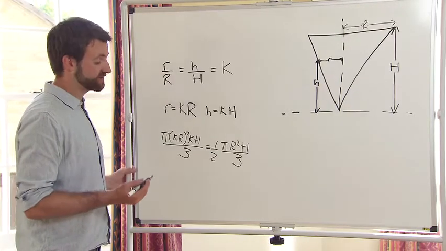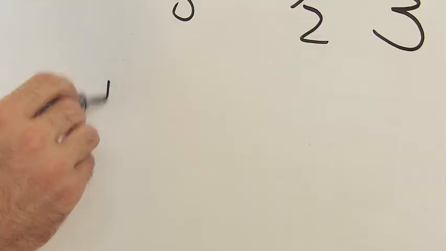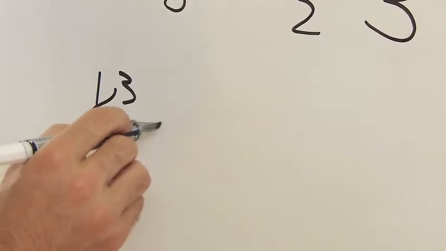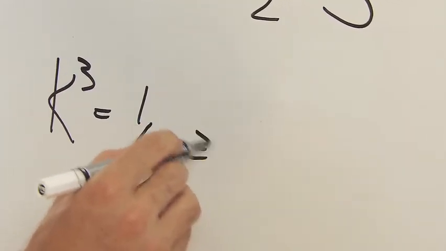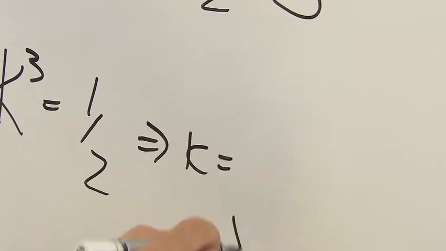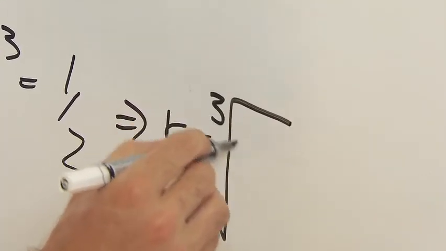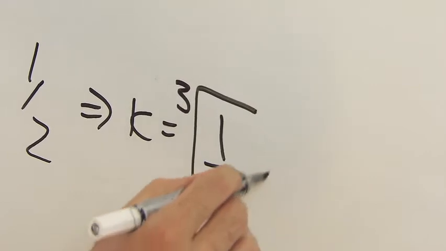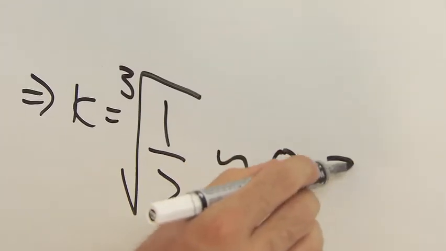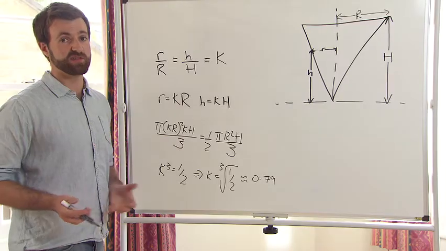So we can now reduce this even further to get our answer that k cubed is equal to a half, which then implies that k is equal to the cube root of a half, which is approximately 0.79, which is quite an unexpected result, I think.